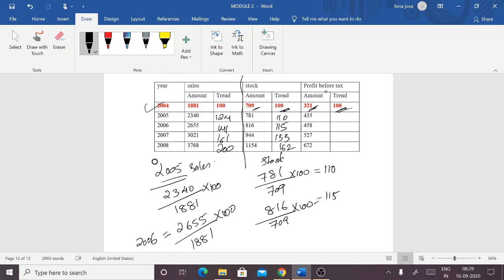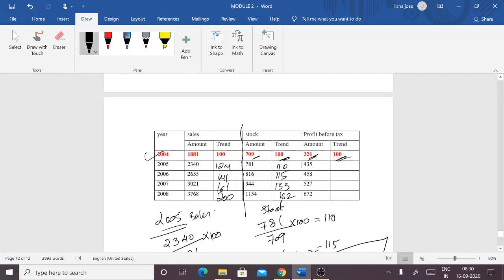So just like that, you can calculate the profit before tax trend also. The formula for calculating the trend is the particular year divided by the base year into 100. The particular year means 2005, 6, 7, 8, and the base year means the year you have taken as base. In this question we have taken 2004 as the base year, and into 100. Just like that you can calculate the trend percent.